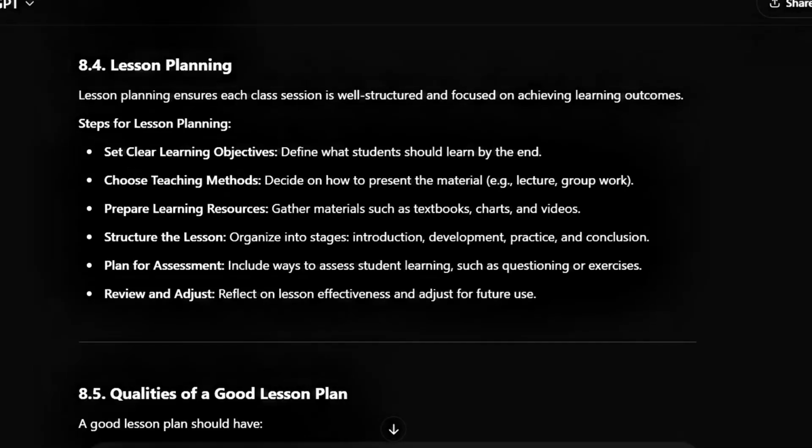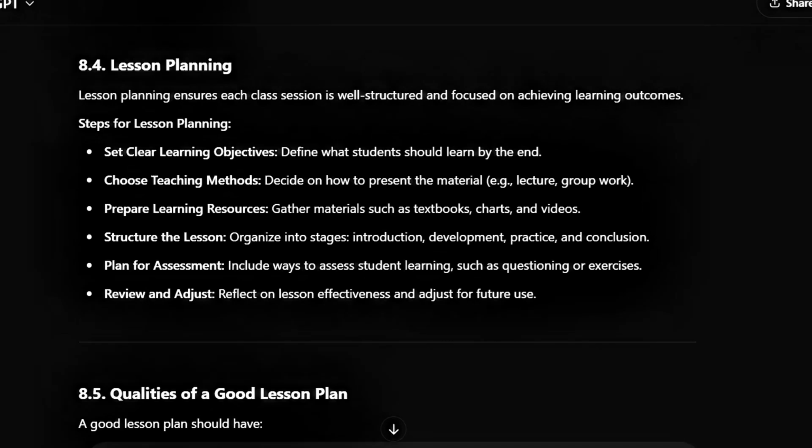Lesson planning ensures each class session is well structured and focused on achieving learning outcomes. Steps for lesson planning. Set clear learning objectives. Define what students should learn by the end. Choose teaching methods. Decide on how to present the material, e.g., lecture, group work. Prepare learning resources. Gather materials such as textbooks, charts, and videos.